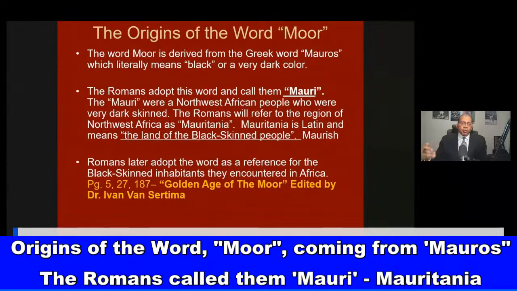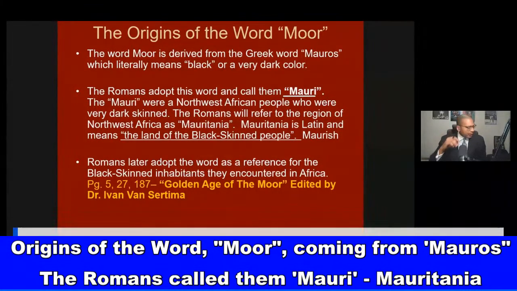Now, the word Moor is derived from the Greek word moros, which literally means black or a very dark color. The Romans adopted this word and called them Mauri, M-A-U-R-I. The Mauri were a Northwest African people who were very dark-skinned. The Romans would refer to the region of Northwest Africa as Mauritania. Mauritania is Latin and means the land of the black-skinned people. You'll also see the term Moorish. The Romans would later adopt the word as a reference for the black-skinned inhabitants they encountered in Africa.